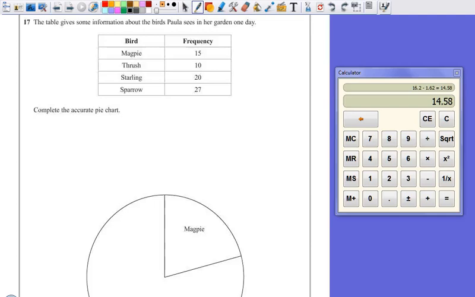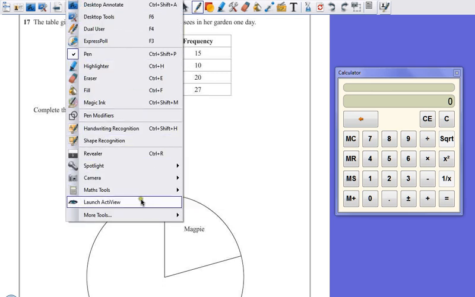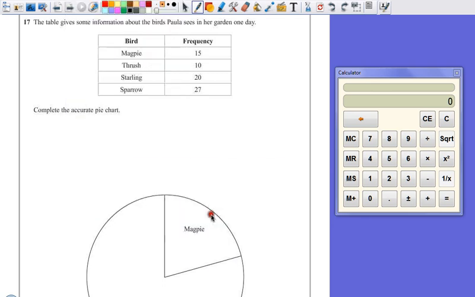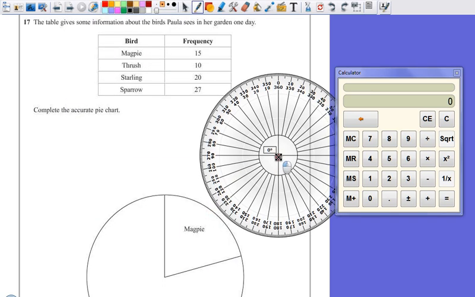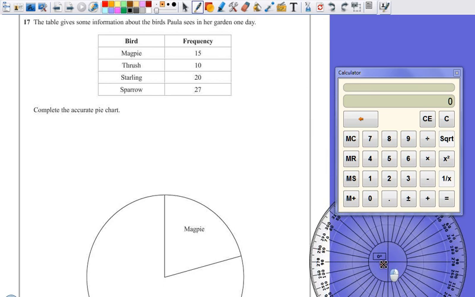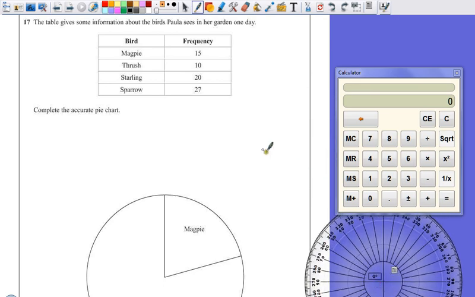Question 17. The table gives some information about the birds Paula sees in her garden one day. Complete the accurate pie chart. So we're going to need some tools for this one. I'm going to need a protractor. So let's just make sure I've got that ready. As soon as I see a pie chart, I know I'm going to need that.